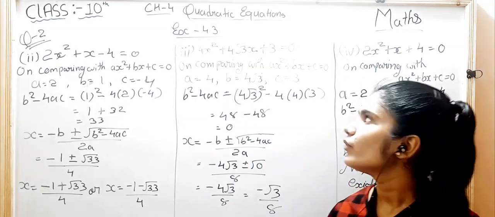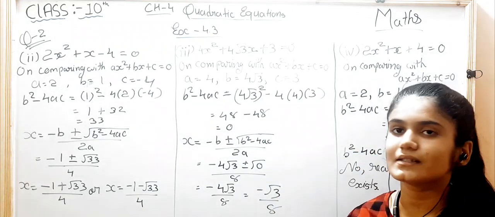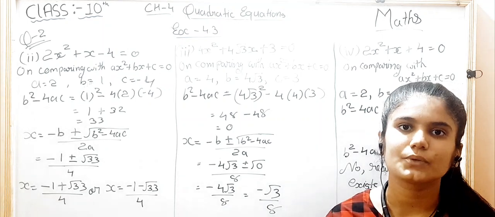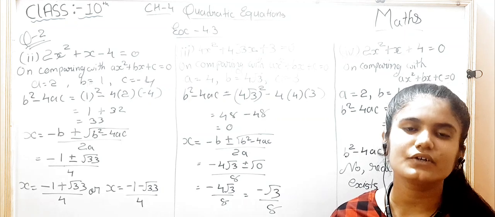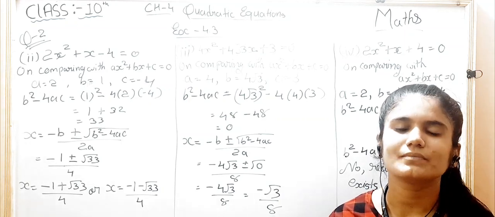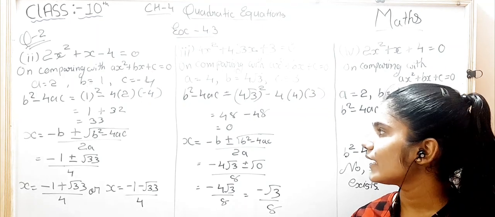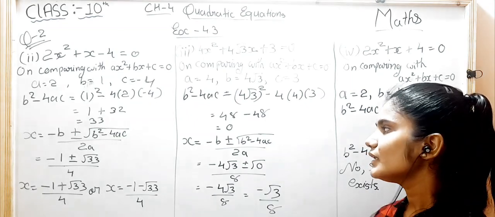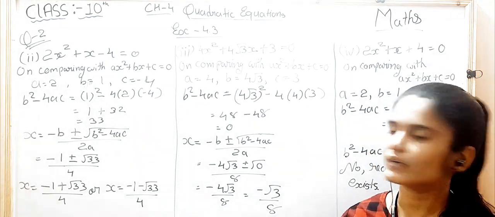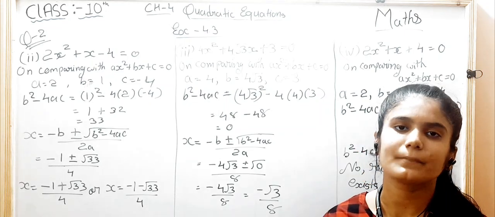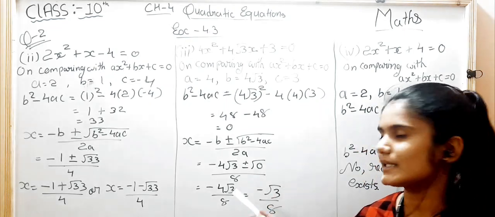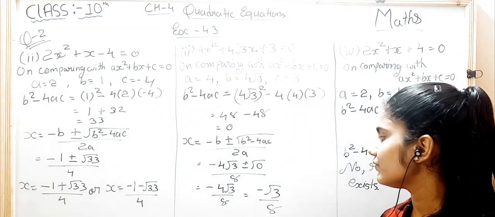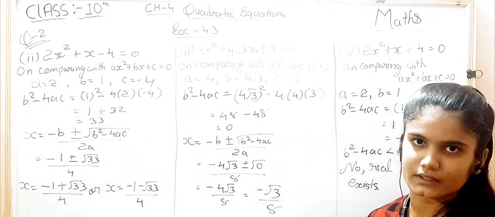Moving to number 3, 4x square plus 4 root 3x plus 3 is equals to 0. On comparing this equation with ax square plus bx plus c is equals to 0, we get the values of a, b and c. Substituting these values in b square minus 4ac, we get the answer 0. So two equal real roots exist here. To find the roots, we use the quadratic formula x is equals to minus b plus or minus under root b square minus 4ac upon 2a. Substituting the values of each of them, we get the answer minus root 3 upon 8.